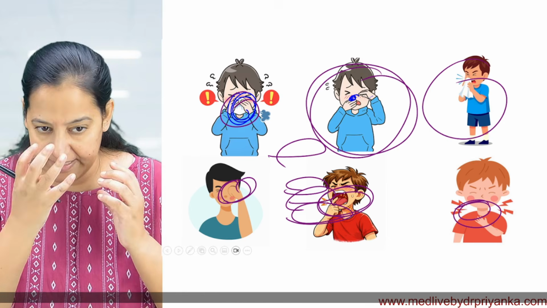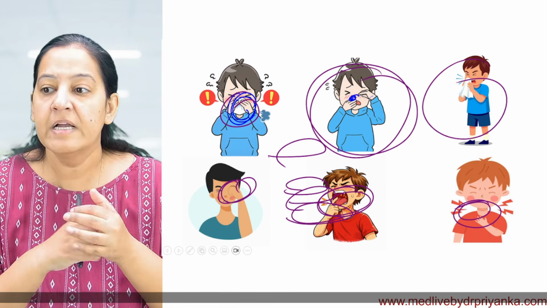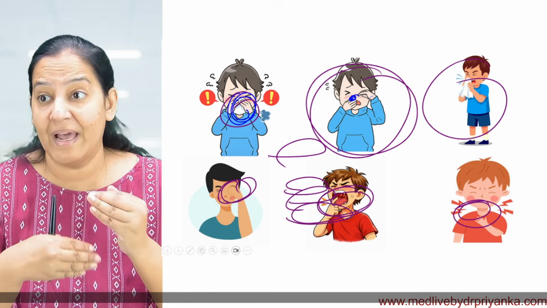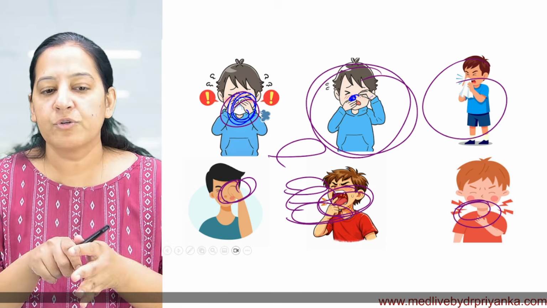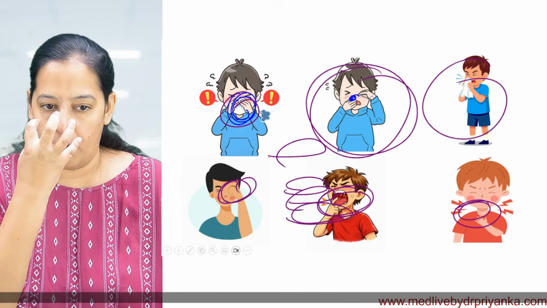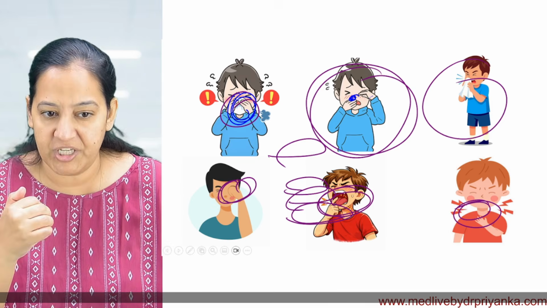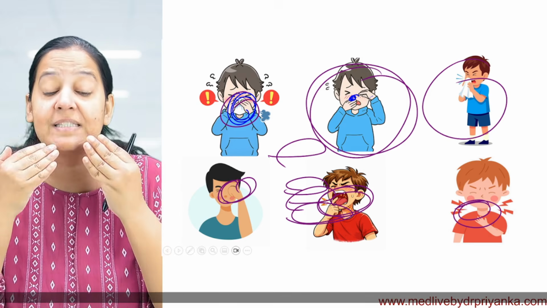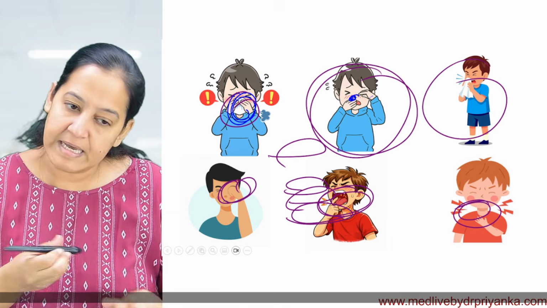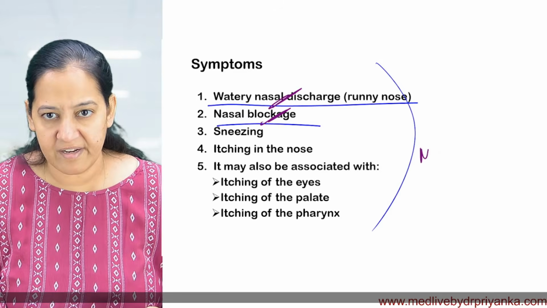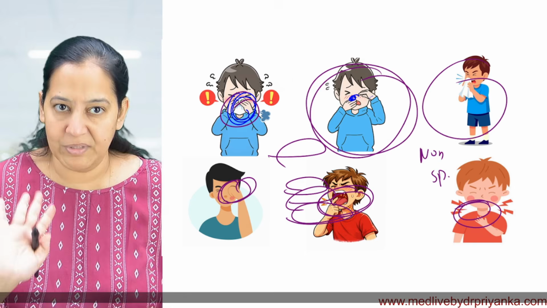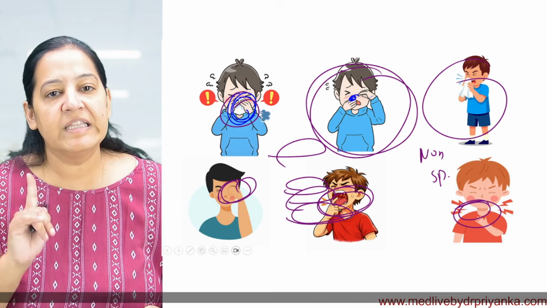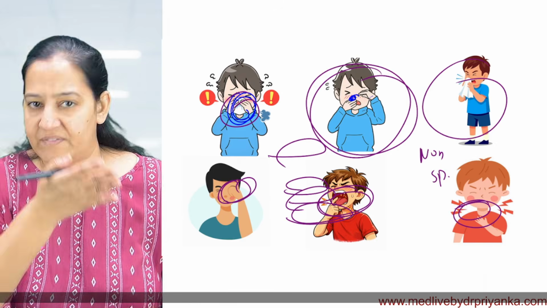Whenever we have any nasal allergy, it's very common, allergic rhinitis. Whenever we are exposed to the allergen, maybe dust, maybe any pollen grain, the first symptom is runny nose, then nasal blockage, then sneezing, and after that itching in the nose, eyes, palate, pharynx. These are the symptoms. They are non-specific, but you should know the list so that you can enumerate. These are the 5 symptoms, or you can say 7-8 symptoms.